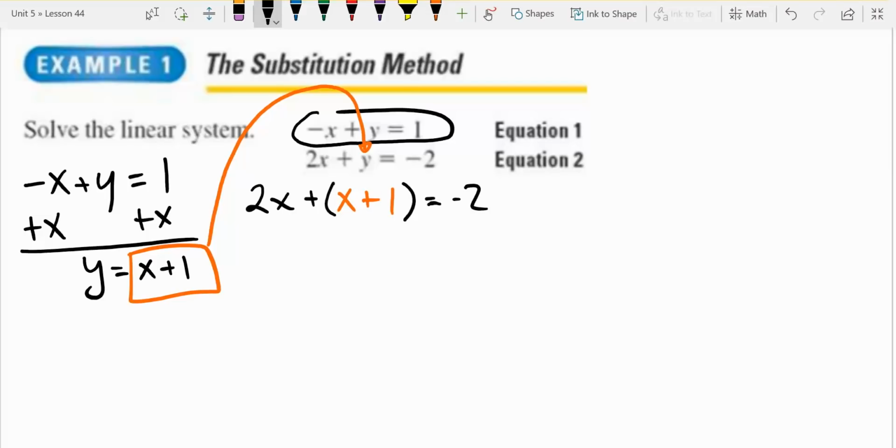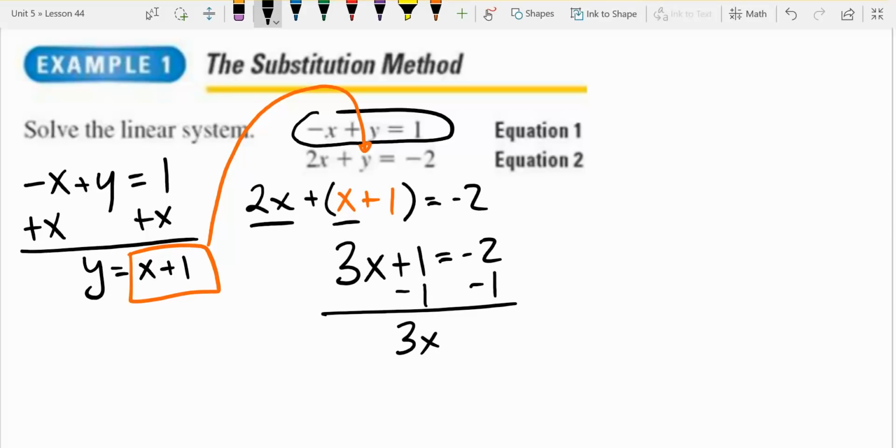If you notice, when we substitute that in, we don't have any more y's, we just have x's. So we can finish this by combining our like terms and solving for x. So we've got 2x and x, that makes 3x plus 1 equals negative 2. Subtract 1, and we get 3x equals negative 3. Divide by 3, and x equals negative 1.